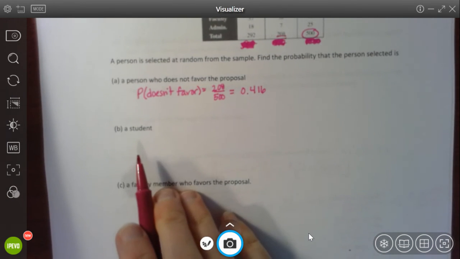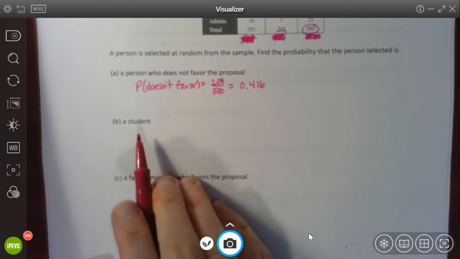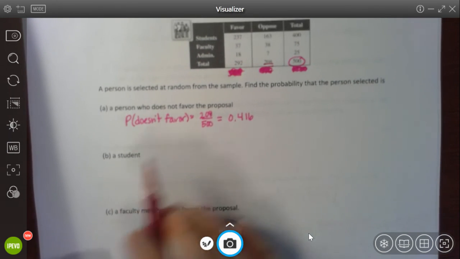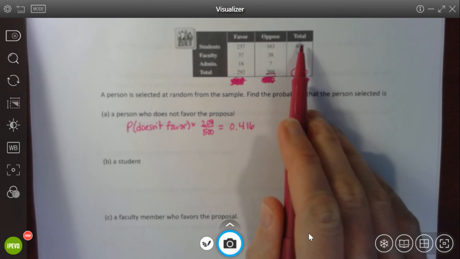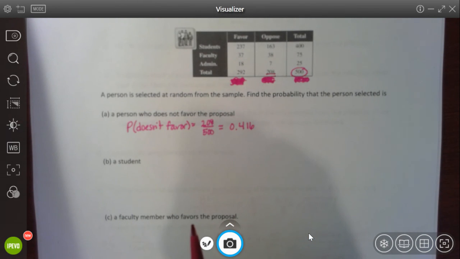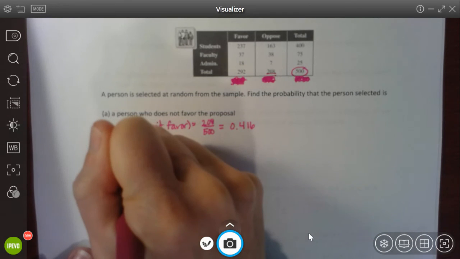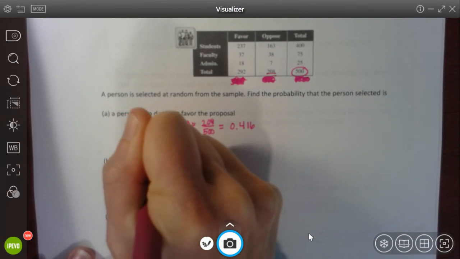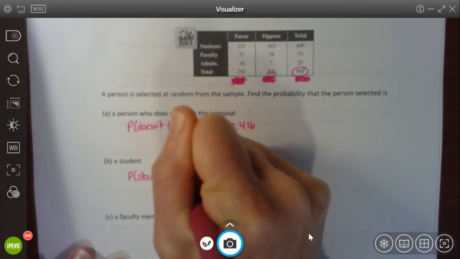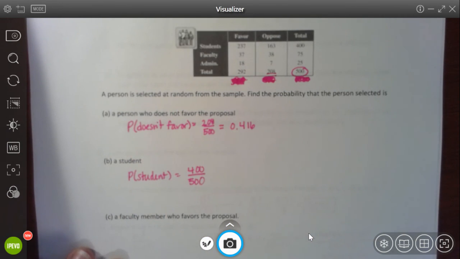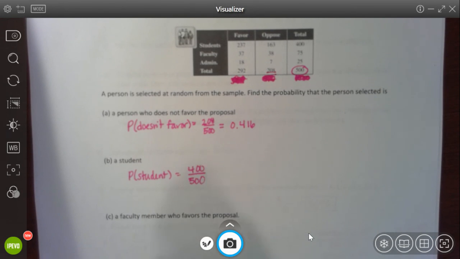Now the second one wants to know, well, what's the probability that they're a student? So if I go look at my table, out of all of the people, there are 400 people that are students. So my probability that they're a student is going to be the 400 out of the 500 that are there. And again, you can reduce that. You can get your decimal value and work through that.